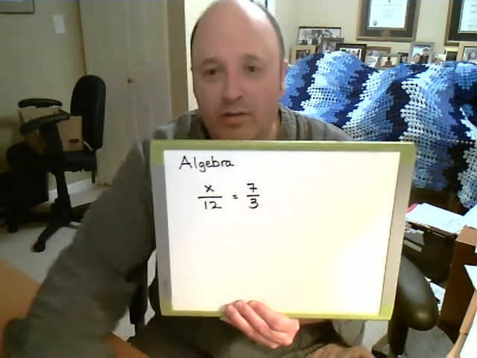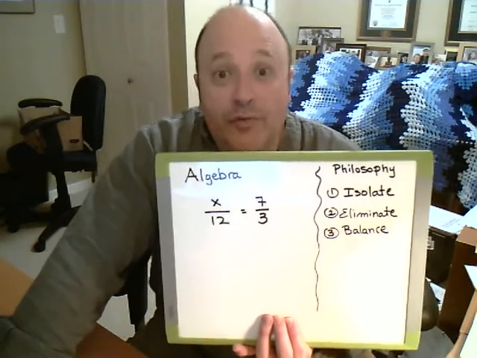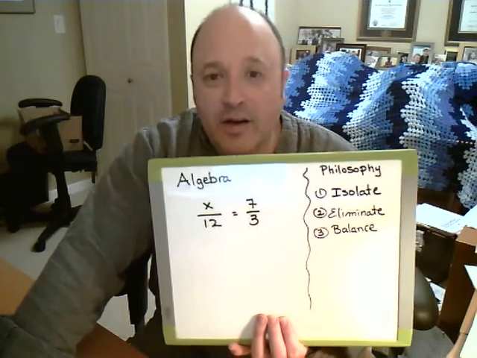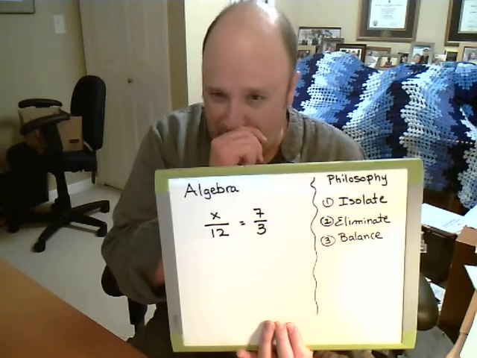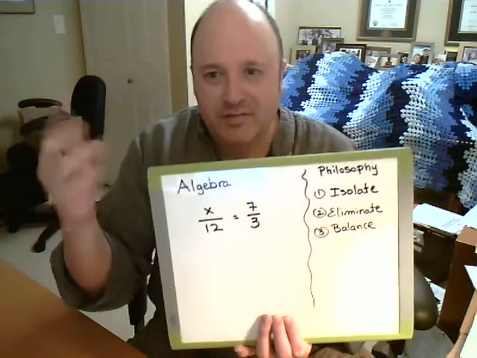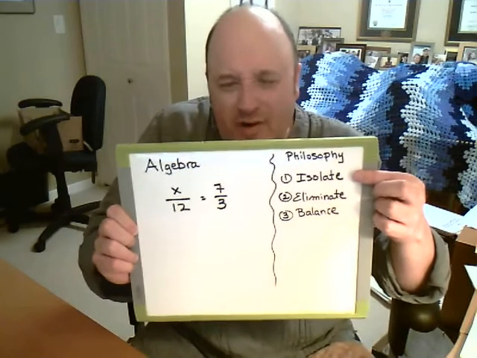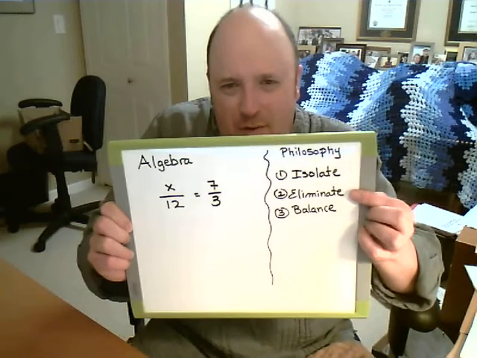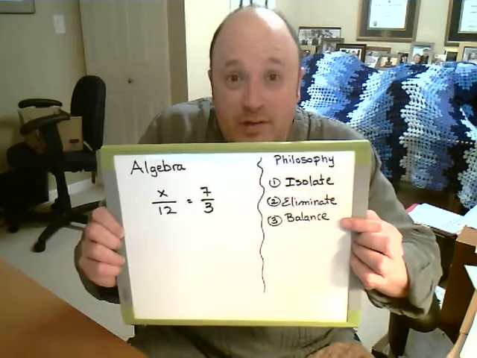Well, if you recall the philosophy of algebra, I'll write it up. Okay, so remember what a philosophy is. It's like a style of thinking, or it's a style of getting things done. Kind of like a culture or something like that. So the philosophy of algebra has three parts. First, isolate. We have to isolate our variable, or isolate x, or whatever variable we're using. We do that by eliminating the parts around it. And then we have to balance, right? So what we do to one side, we have to do to the other.